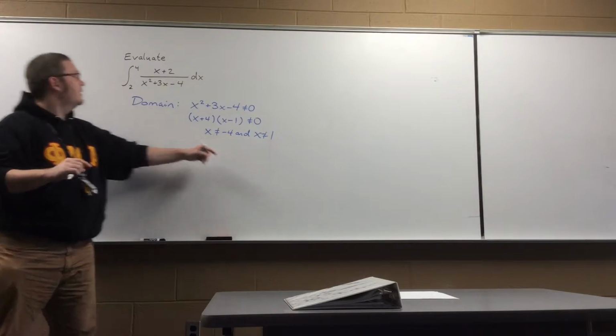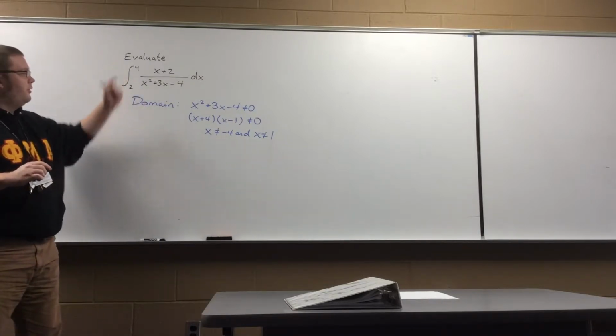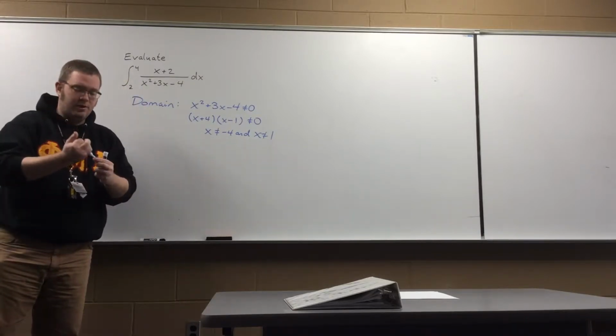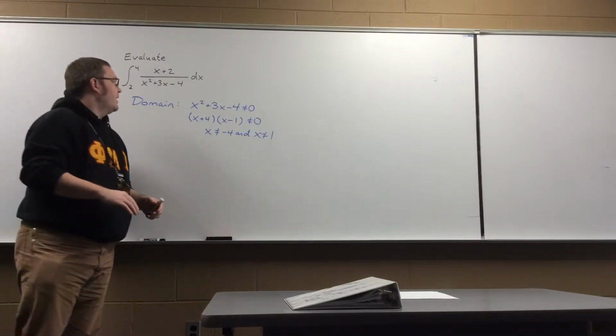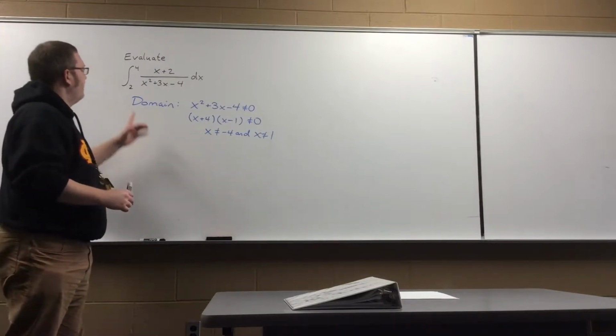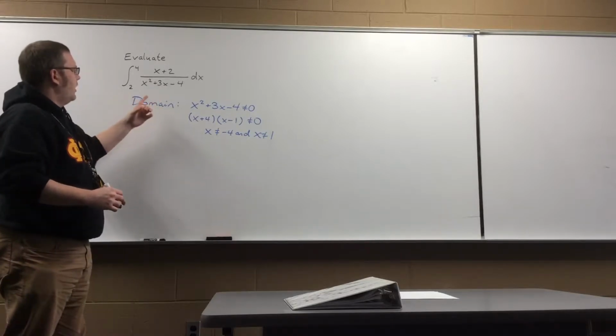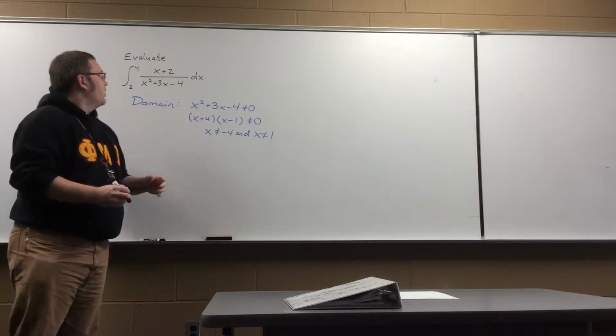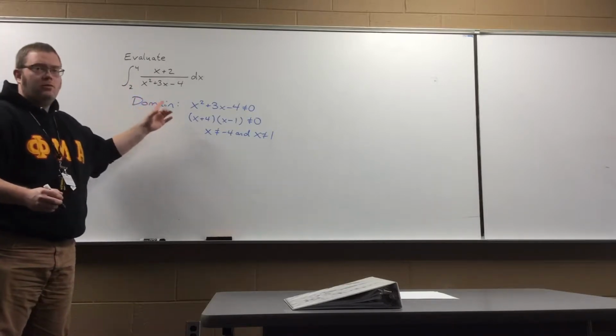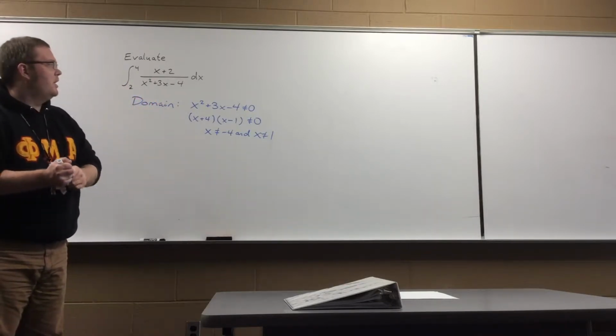Good news is that the given interval is from 2 to 4. 2 to 4 is completely within the domain of this rational function. So we don't need to worry about asymptotes, we don't need to worry about the potential for a domain issue or an improper integral in this case. So rather than evaluating the integral, what we're going to do is head to the partial fraction decomposition.